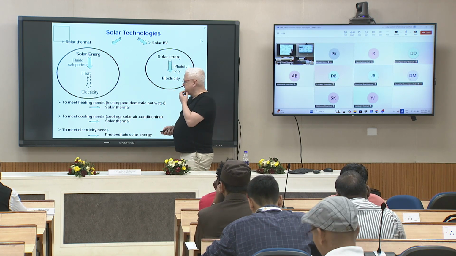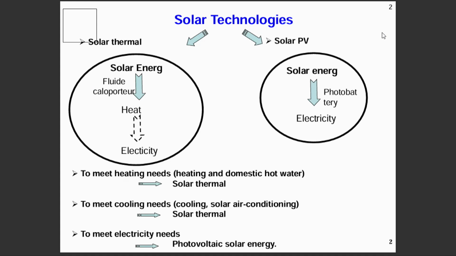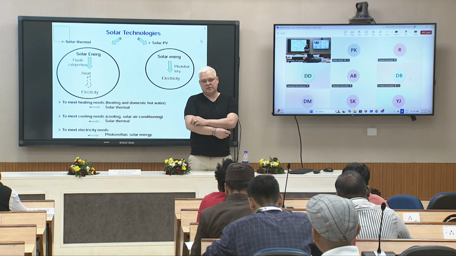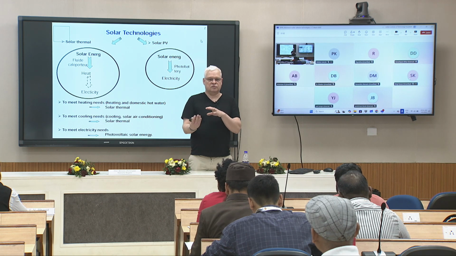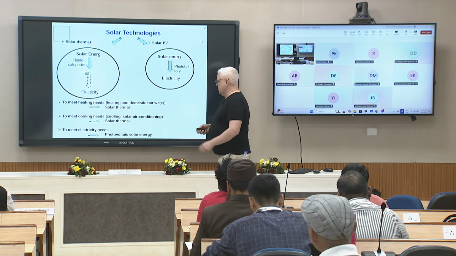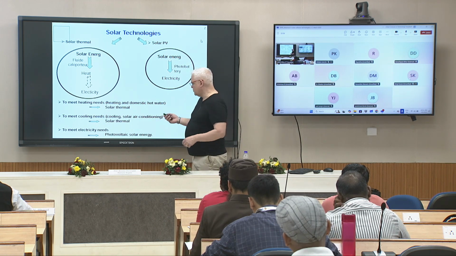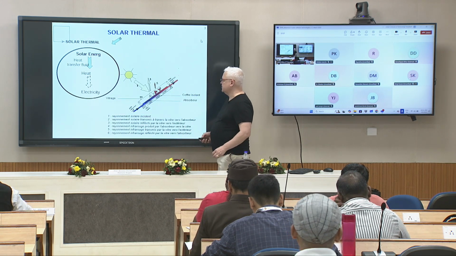To meet heating needs, you have heating and domestic hot water, so we'll see solar thermal. To meet cooling needs, there is direct solar PV coupling with a heat pump. There is nothing special in the lecture that we will do. We will see how a solar thermal cooling system can replace a solar PV cooling system, so we can make some cool through heat. And to meet energy needs, we have seen.